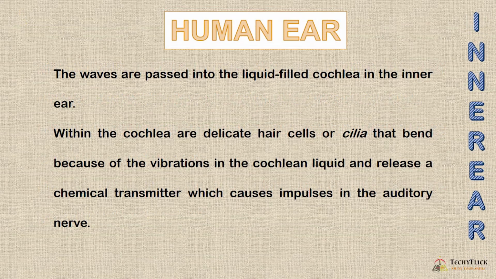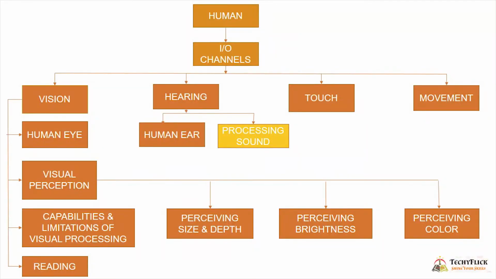Inner ear. The waves are passed into the liquid-filled cochlea in the inner ear. Within the cochlea are delicate hair cells, or cilia, that bend because of the vibrations in the cochlear liquid and release a chemical transmitter which causes impulses in the auditory nerve. So the second part of hearing is processing sound.